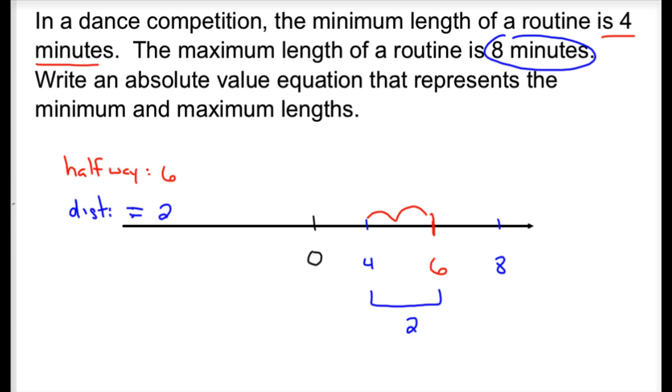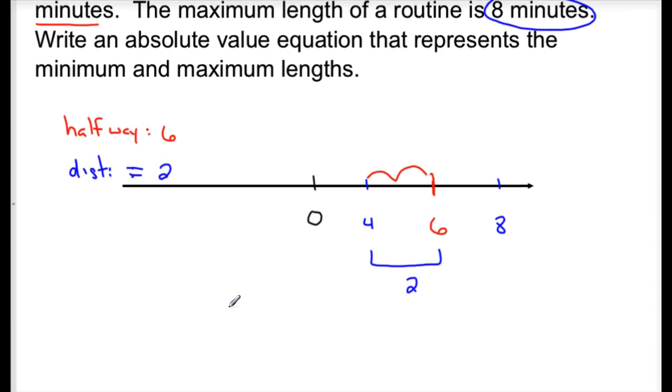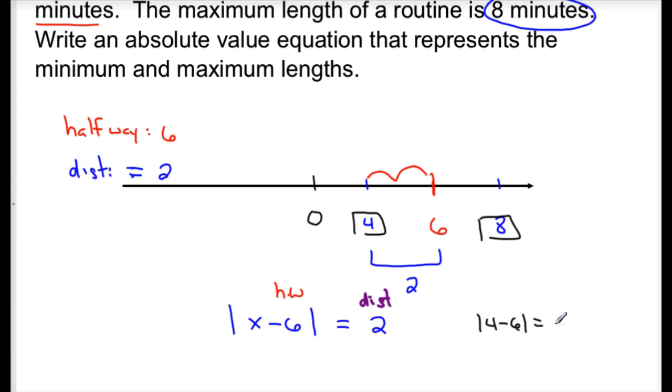Alright, so when I write my equation, I'm going to say the absolute value of x minus 6 is equal to 2. So 6 here, I'm just going to abbreviate, this is my halfway point, HW. And then here, this is my distance. Just to confirm I got this right, if I substitute in my two values, 4 and 8, into my equation, this will be the absolute value of 4 minus 6, which equals -2, and the absolute value of -2 is +2, so far so good.